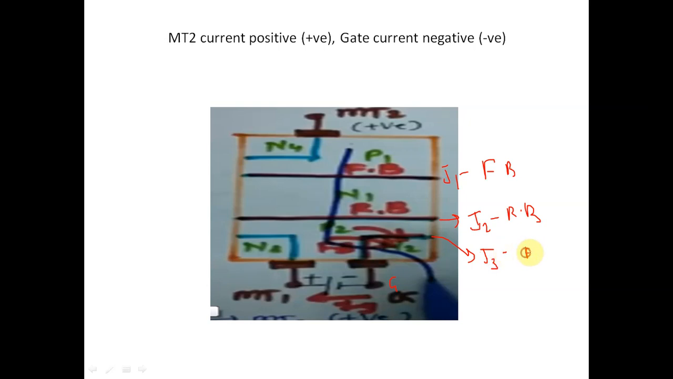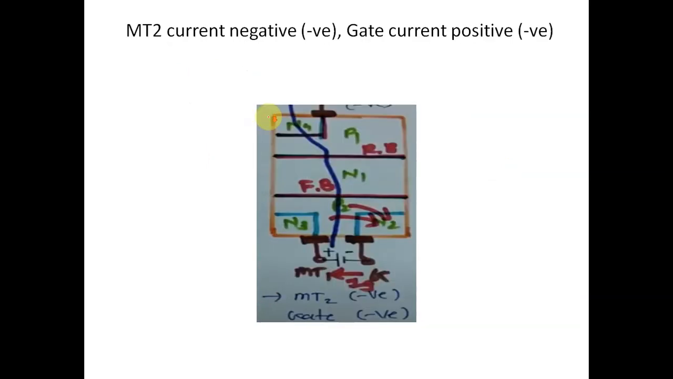J3 junction is also a forward bias junction, because here the negative terminal is applied to this N2, and because of this, current is flowing from path P1, N1, P2, N2. This is the current flowing path of the triac.